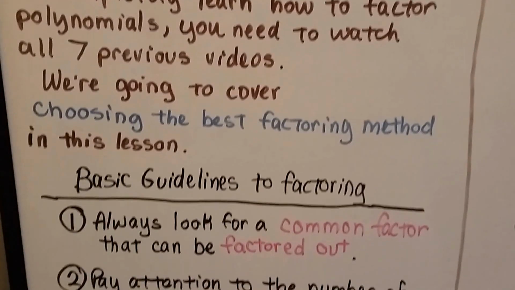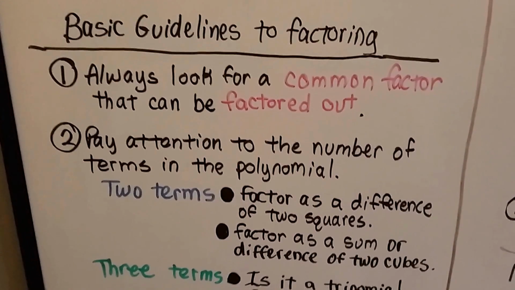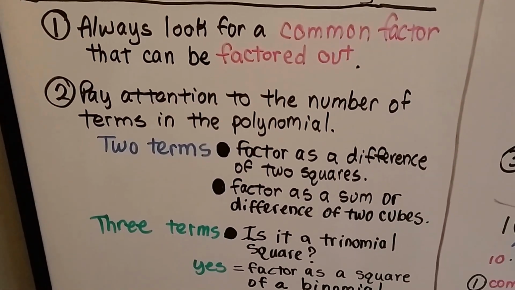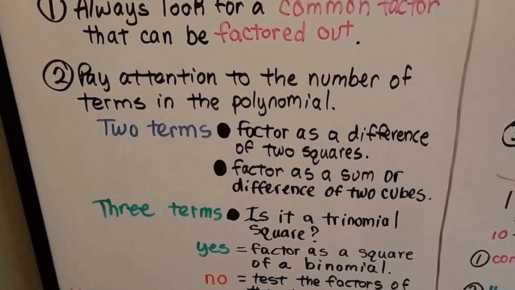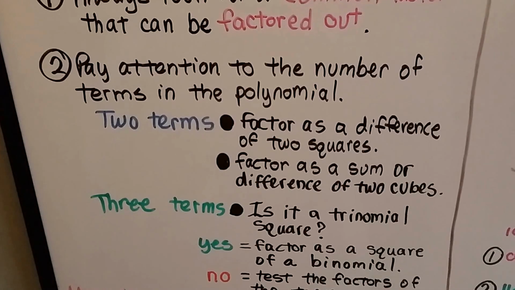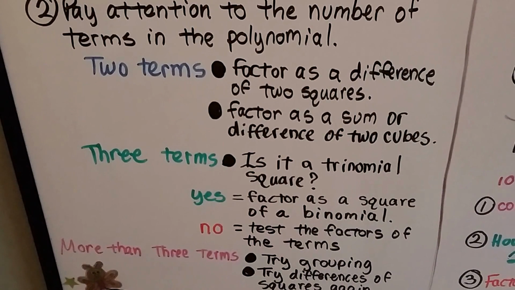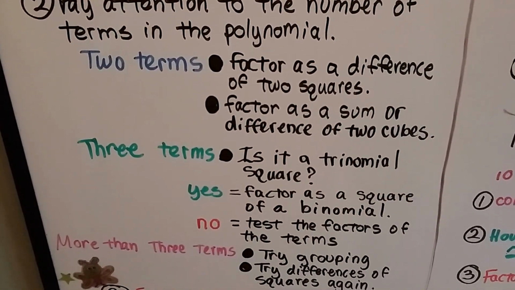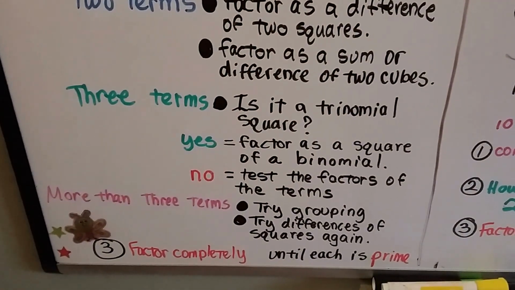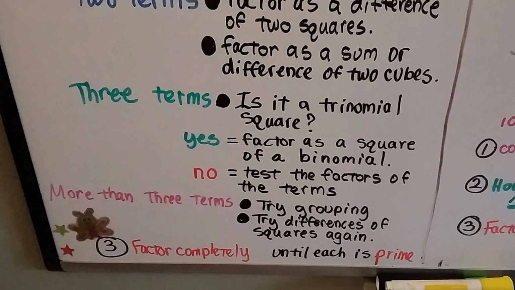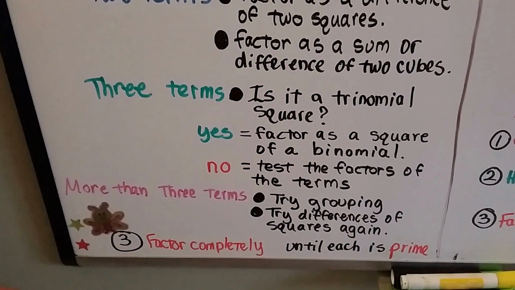So the basic guidelines to factoring that we've learned is: 1, you always look for a common factor that can be factored out. 2, you pay attention to the number of terms in the polynomial. If there's 2 terms, you factor as a difference of 2 squares. If not, you can try factoring as a sum or difference of 2 cubes. 3 terms, well, is it a trinomial square? If yes, then factor as a square of a binomial. If no, we'll test the factors of the terms. If there's more than 3 terms, try regrouping it. Try differences of squares again. And the third thing we want to make sure we do is to factor completely until each polynomial is prime.